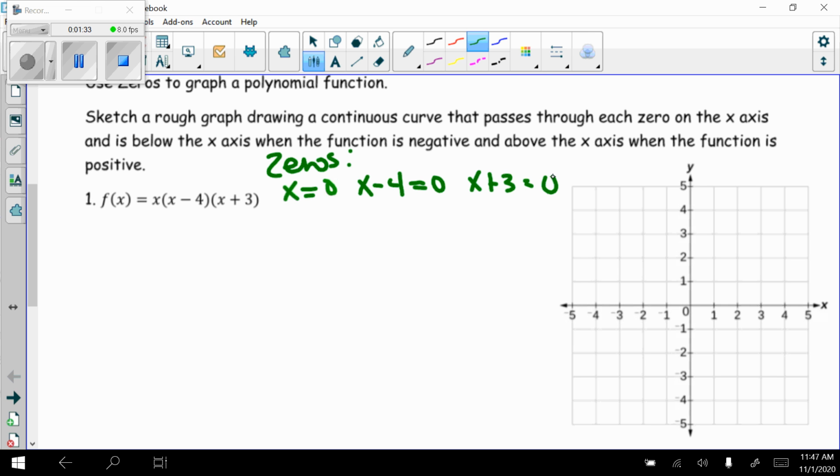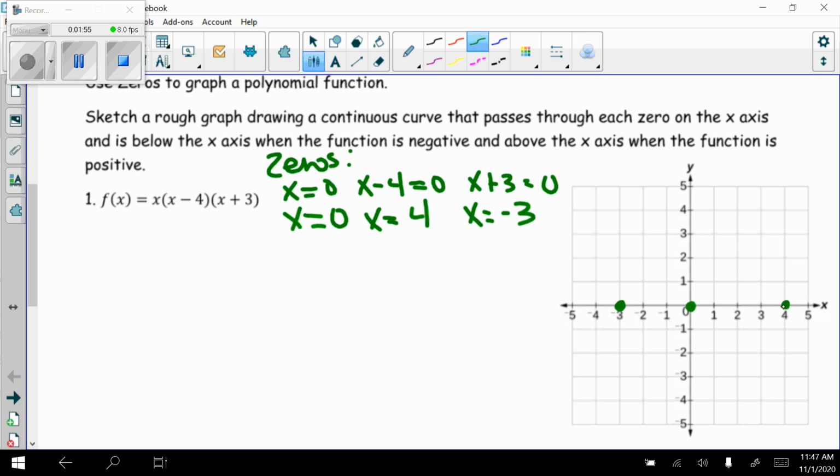Okay? So x equals 0, that's our first 0. X equals 4, that's my next 0. And x equals negative 3. I know those are my x-intercepts where the graph crosses the x-axis, so I can go ahead and plot those on my x-axis. So negative 3, 0, and 4.